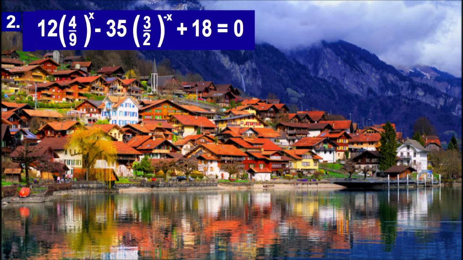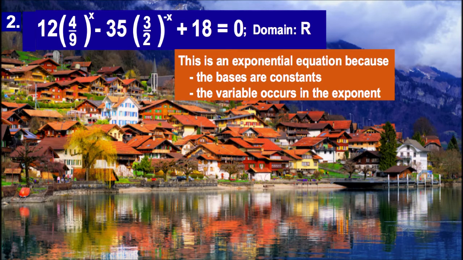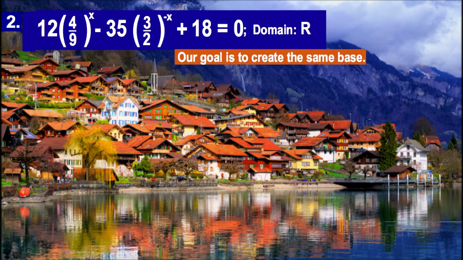Question 2. 12 times 4 over 9 raised to the power x minus 35 times 3 over 2 raised to the power negative x plus 18 equals 0. The domain is the set of real numbers. And this is an exponential equation because the bases are constants and the variable occurs in the exponent. Our goal is to create the same base.